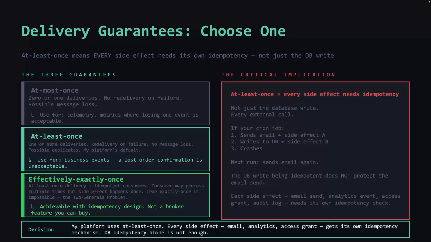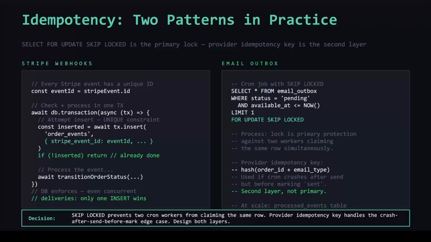If your cron job sends an email and then writes to the database and it crashes after the email sends, but before the database write, the next run sends the email again. The database write being idempotent doesn't protect the email send. Each side effect, email, analytics event, access grant, audit log, needs its own idempotency check. Idempotency. 2 patterns in practice. 2 idempotency patterns in my platform.